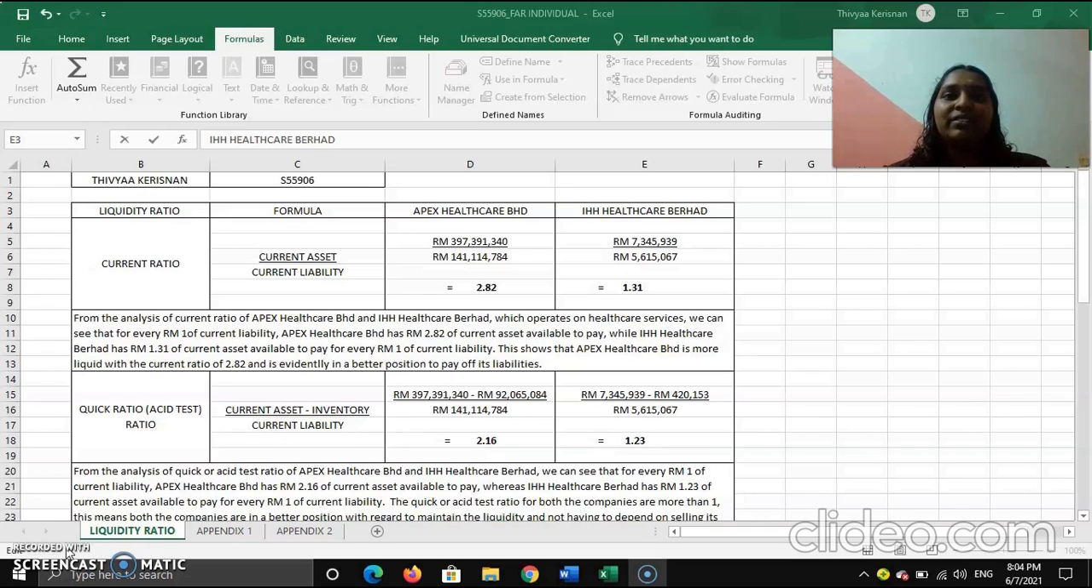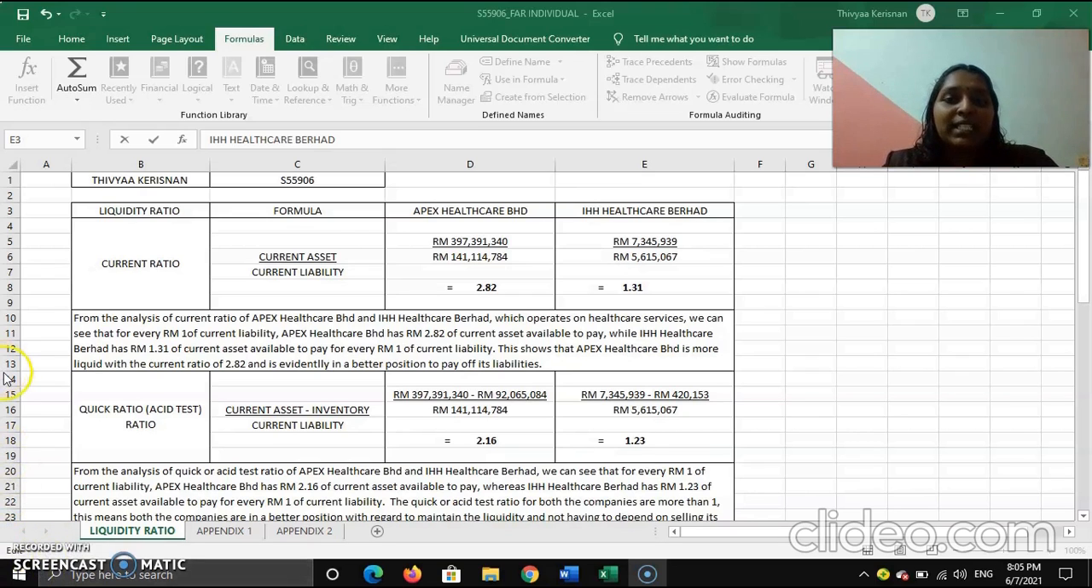Firstly, current ratio. The current ratio is a liquidity ratio that measures a company's ability to pay short-term obligations or those due within 1 year. It tells investors and analysts how a company can maximize the current asset on its balance sheet to satisfy its current debt and other payables. So, the formula of current ratio is current asset divided by current liability.